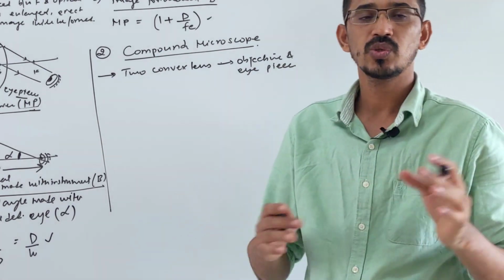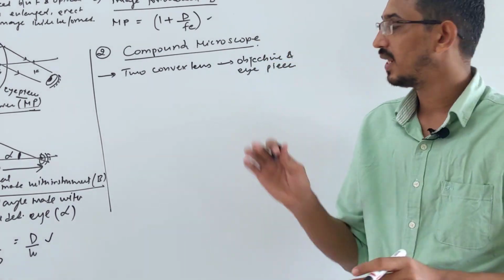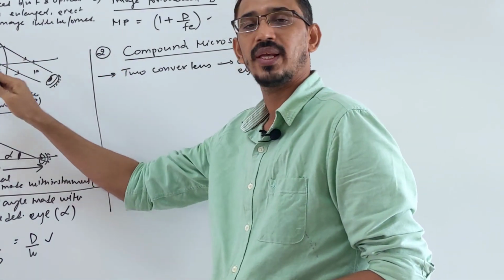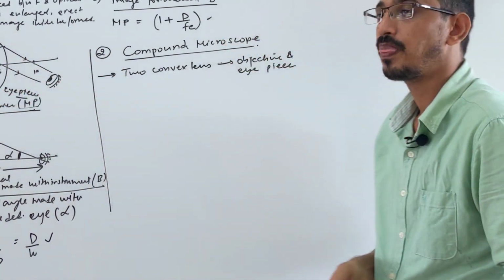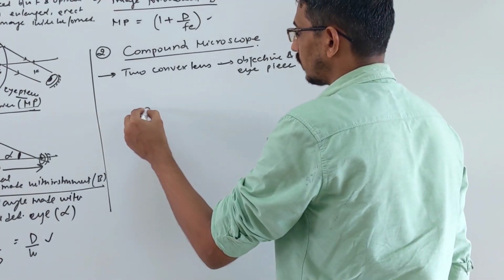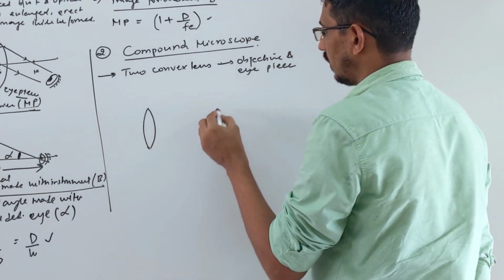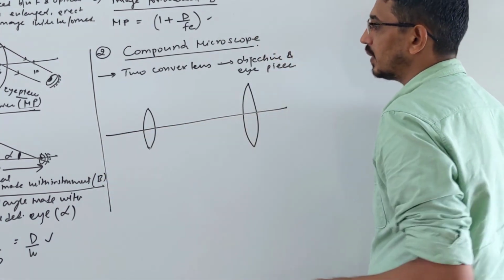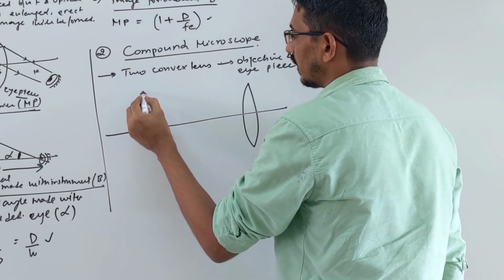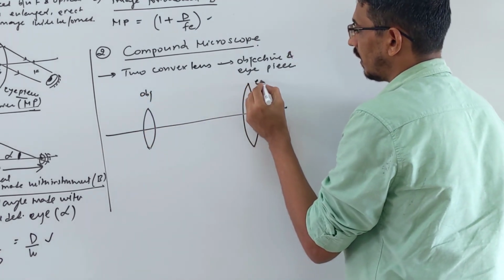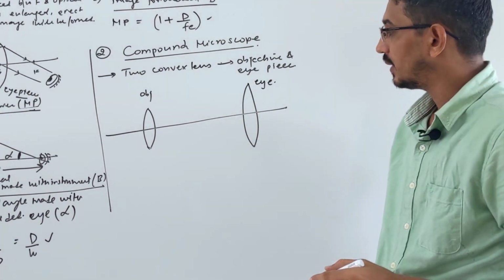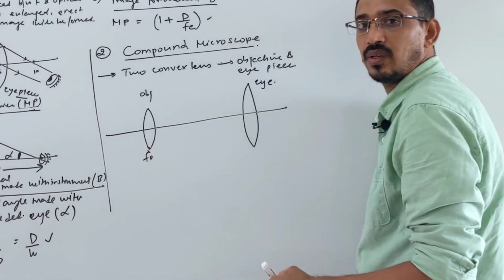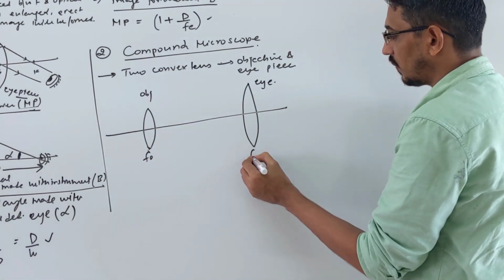The lens which is placed close to your object is called the objective lens, and the lens which is close to your eye is called the eyepiece, right? Here we have only one lens placed close to the eye, so it's called the eyepiece. We have two lenses, and the eyepiece is bigger in size. Why? Look here. This is the objective lens, and this is your eyepiece. The objective has focal length f naught, and the eyepiece has focal length fe.